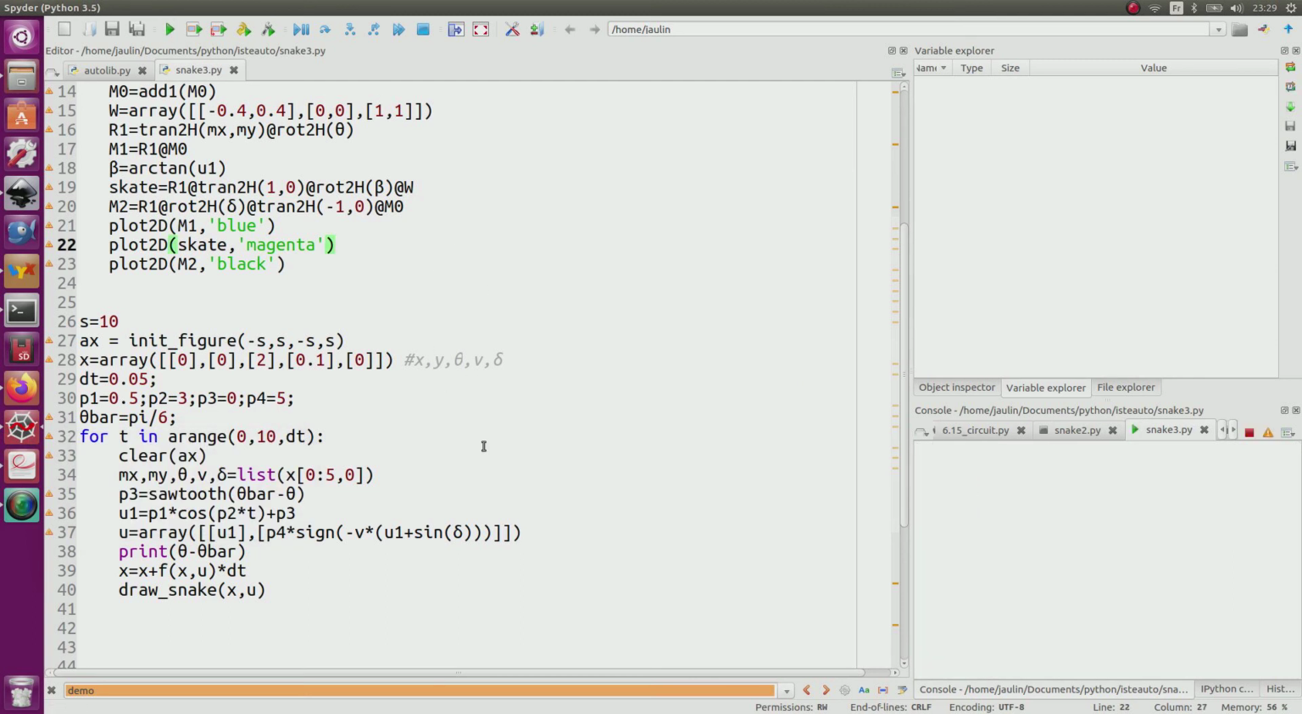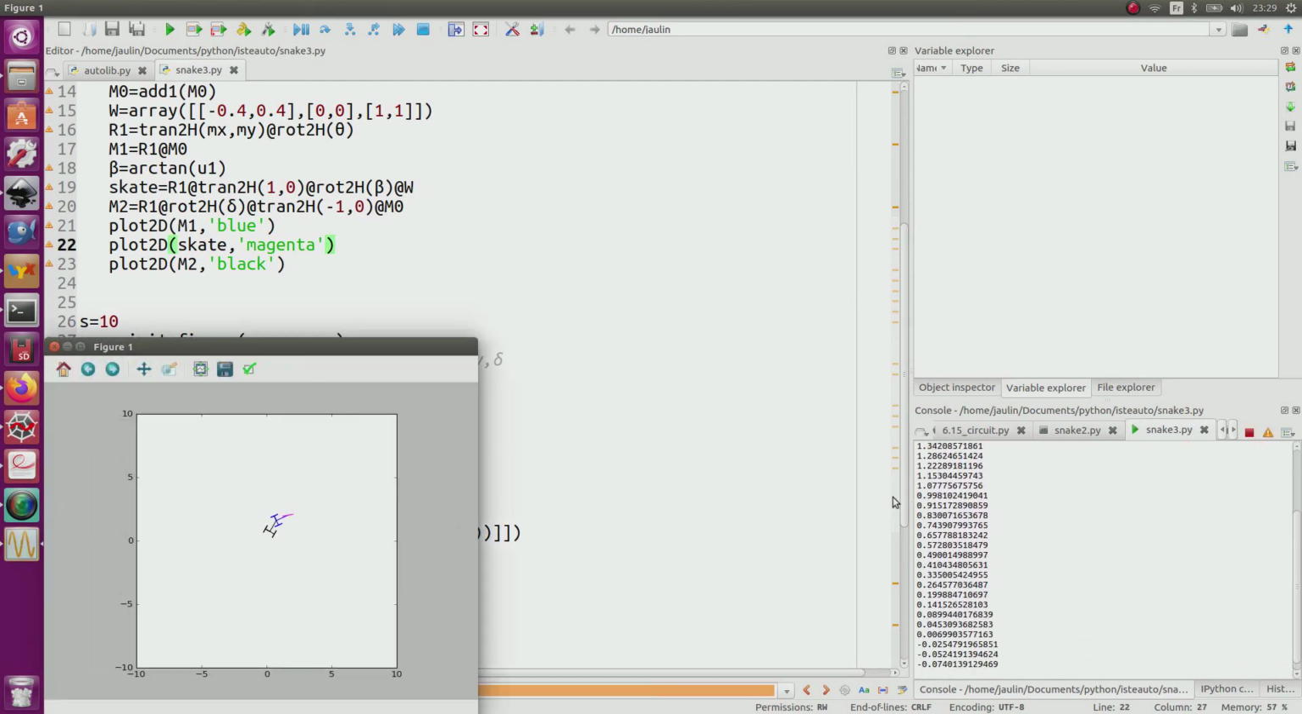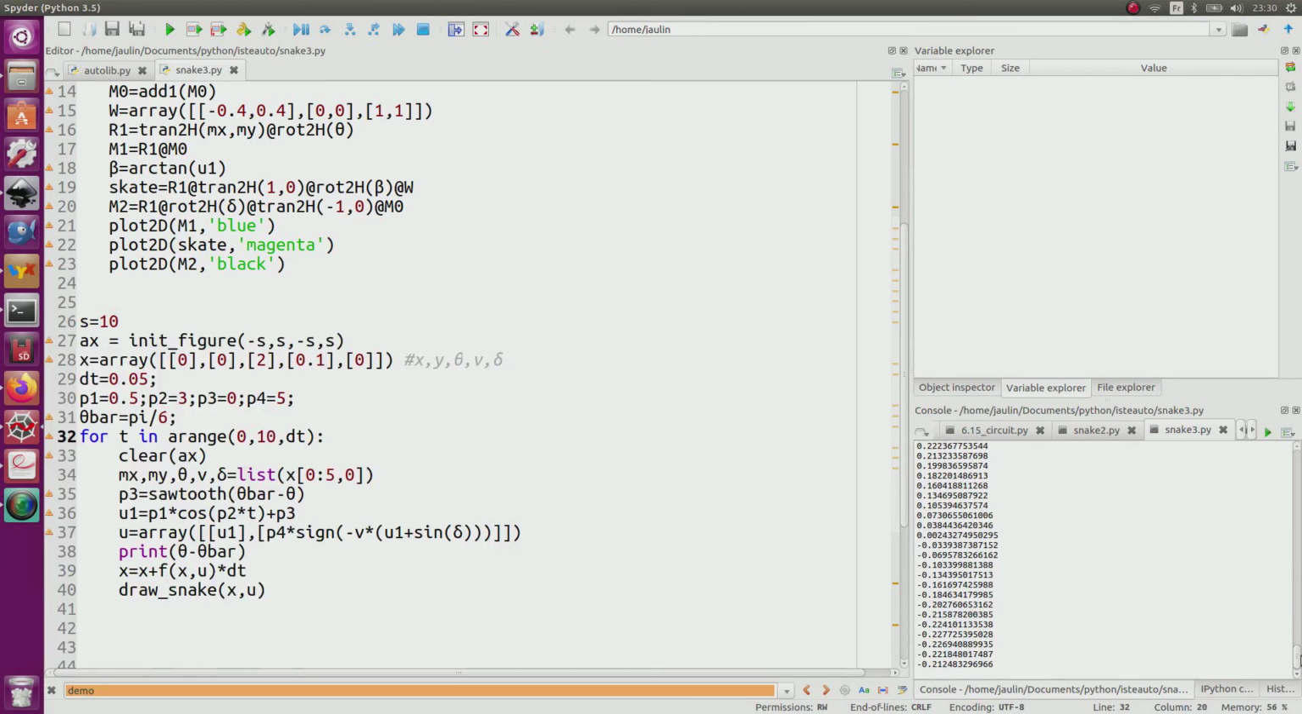I start here. I can see I will go to the right desired heading. If I have a look here to the list of all errors that I have printed, I can see that at the beginning I had big errors, but very quickly I had an error which is not zero because I have to oscillate, but I can see that I go to the desired heading.